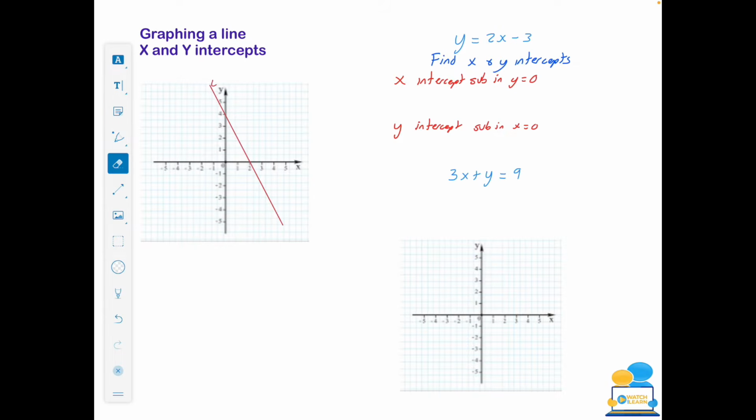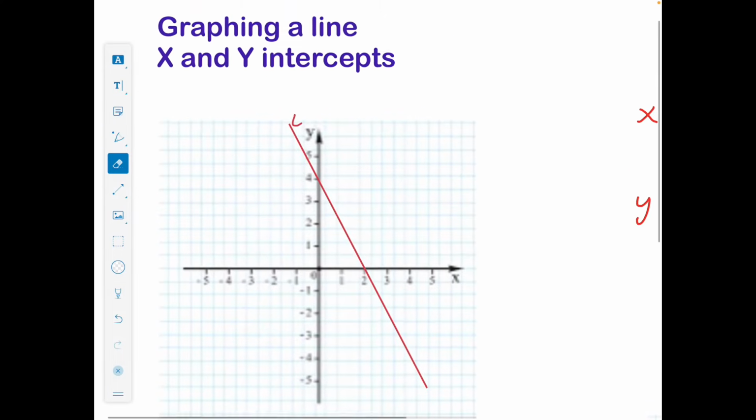Now, the next section, we're going to kill two birds with one stone here. So we're going to do two things, and using that method, we're going to be able to answer two parts of the question. So we're going to be able to graph a line, and we're also going to be able to find our x and y intercepts. First we'll just look at an example of identifying the x and y intercepts.